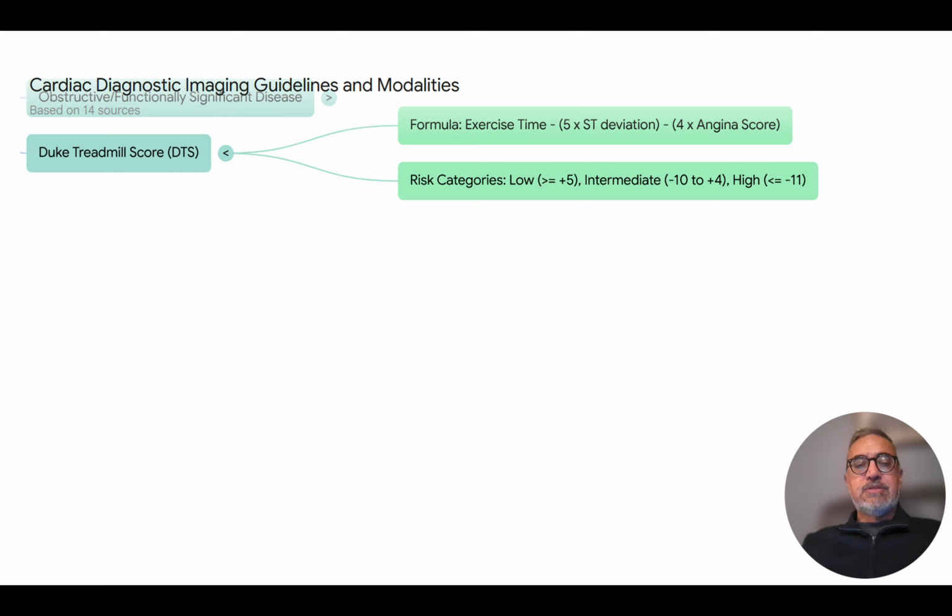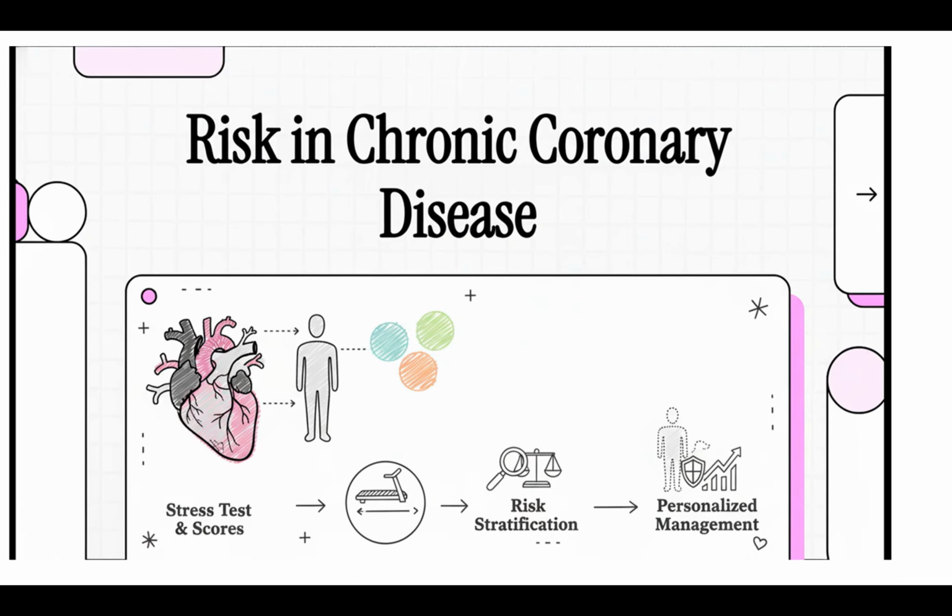The Duke treadmill score is a simple test that comes from a treadmill stress test. The formula is exercise time minus 5 times ST deviation in millimeters minus 4 times angina score. Risk categories are low when the treadmill score is greater than or equal to +5, intermediate for -10 to +4, high risk if it is less than or equal to -11.